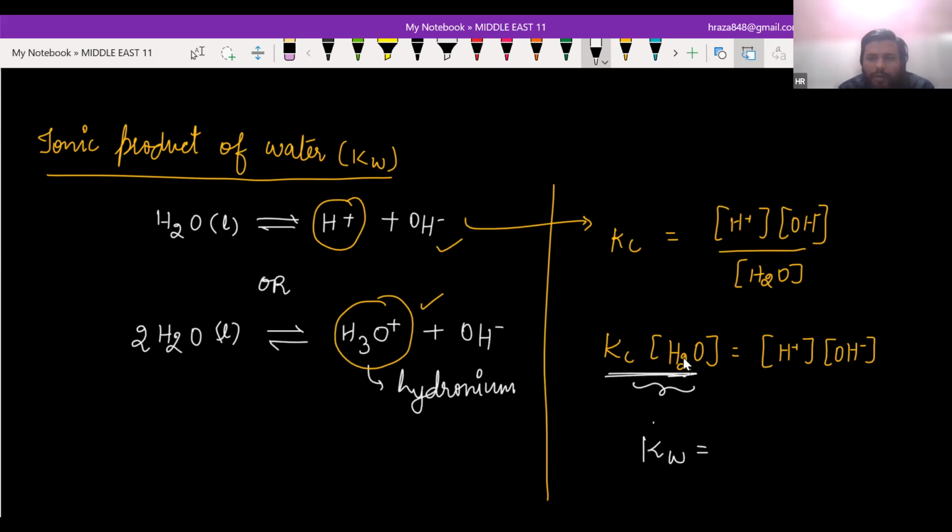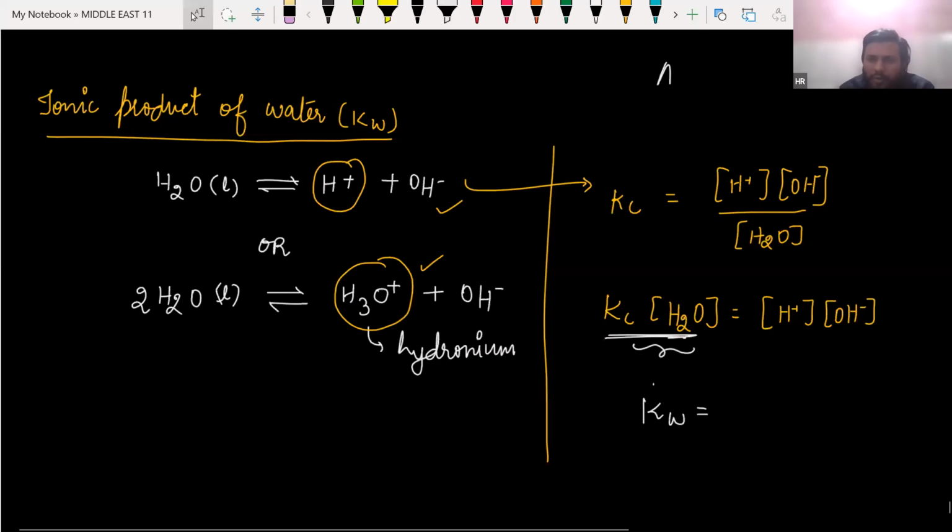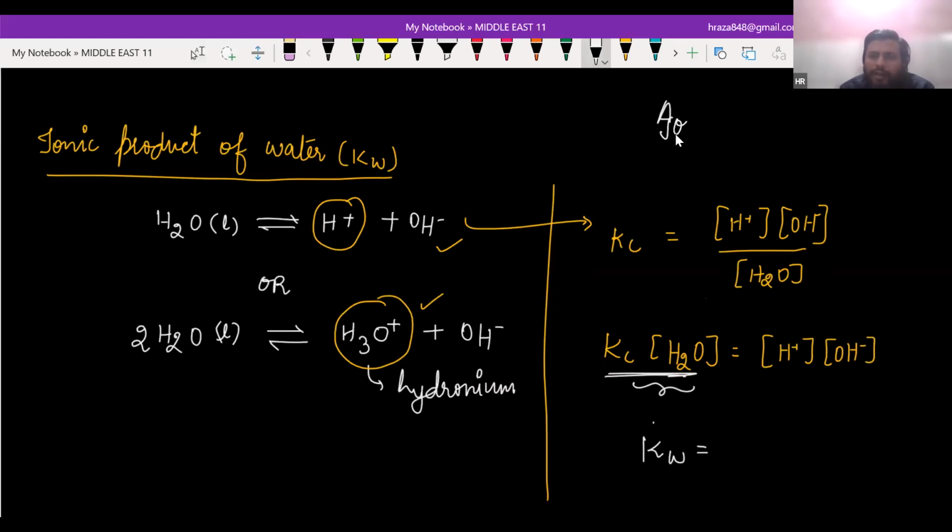This is also a constant because H2O is in liquid form. For a pure solid or pure liquid, I told you in chemical equilibrium that the active mass is 1. That means it is constant. So you can see that this is known as the ionic product of water, this Kw. So Kw will be equal to H plus into OH minus. Is this clear, everyone?